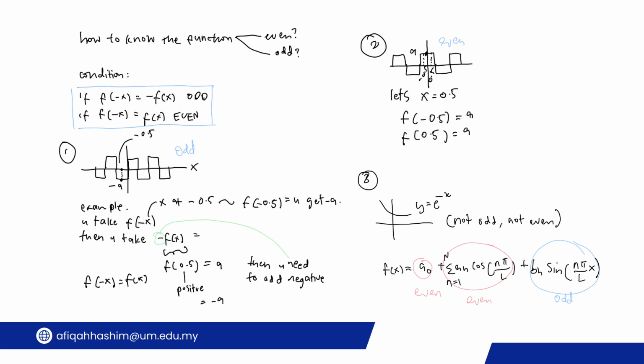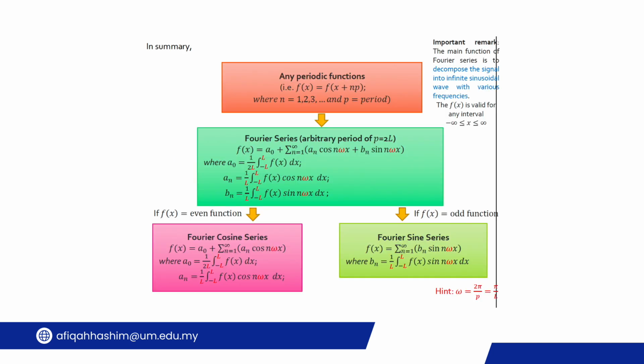So in summary, any function that is periodic, that repeats by itself and has a period, can be decomposed into infinite sinusoidal waves with various frequencies. So f of x is valid for any interval. The Fourier series for arbitrary period p equal to 2L, where you please remember f of x is equal to a naught plus the infinite summation of a n cos n omega x plus b n sin n omega x, where the value of a naught is equal to this, a n equal to this, and b n equal to this.